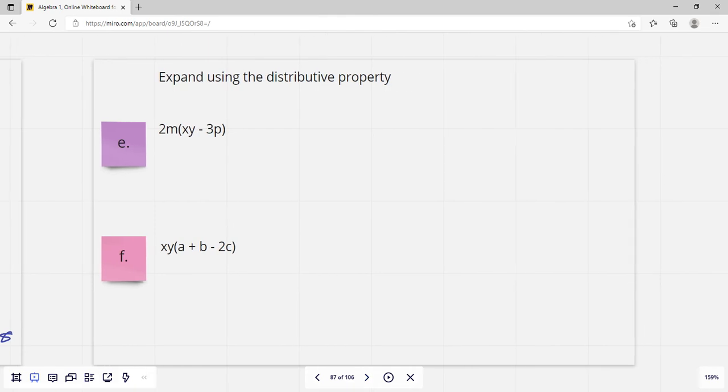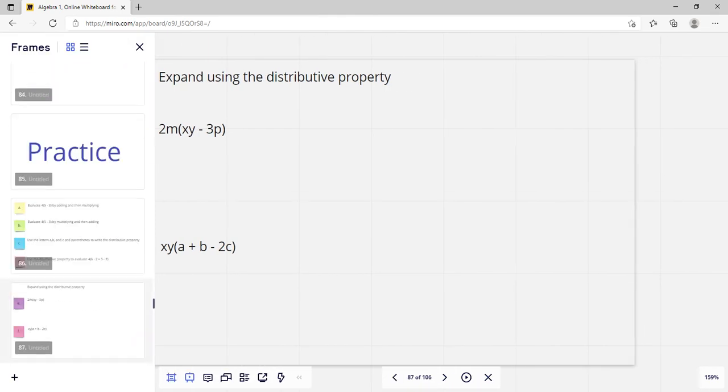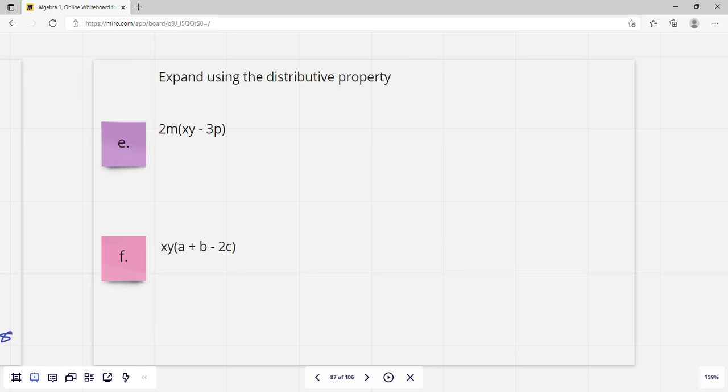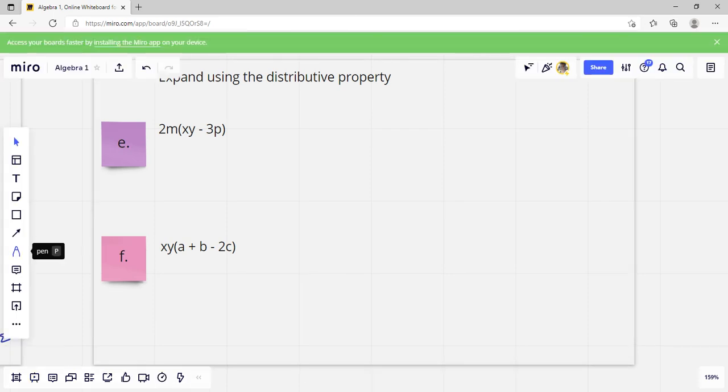All right, and then there's a couple more. This one, use the distributive property to expand. So right here we're going to multiply. And we're going to get 2mxy. And if you got the letters in a different order, that's okay. This one, we have to multiply our 2 times our 3, which would be 6. And then we have to include our m and our p.